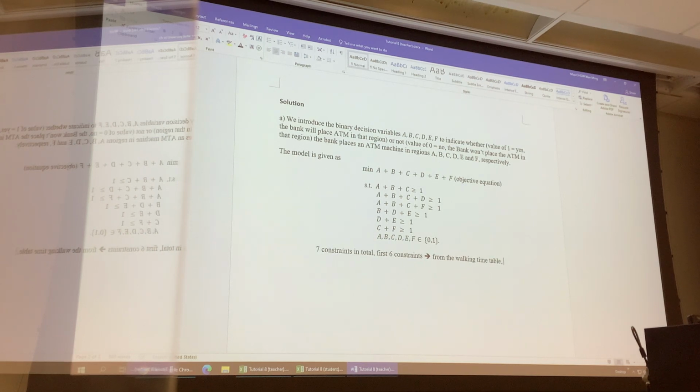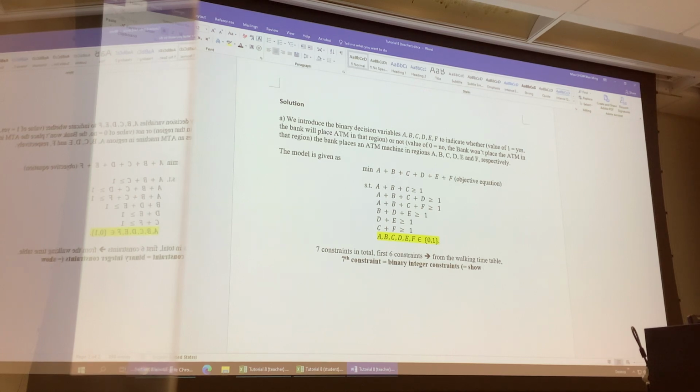Okay, so the seventh constraint, that is the binary integer constraint. So you have to show this constraint too. When the question is asking you to form a binary integer constraint, you have to write it down in order to show that these decision variables have to be binary.